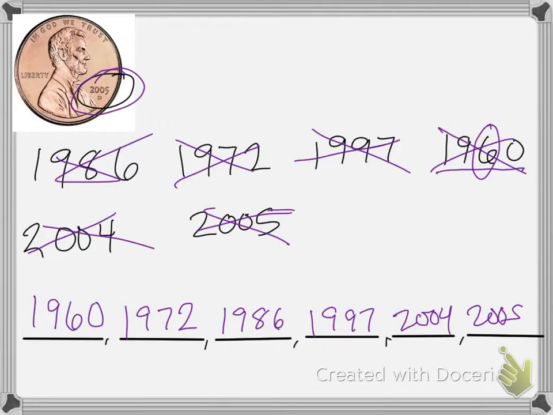So if I asked you what the oldest penny was, you would tell me that the oldest penny was from 1960. If you wanted to tell me what the youngest penny was, you would tell me 2005.